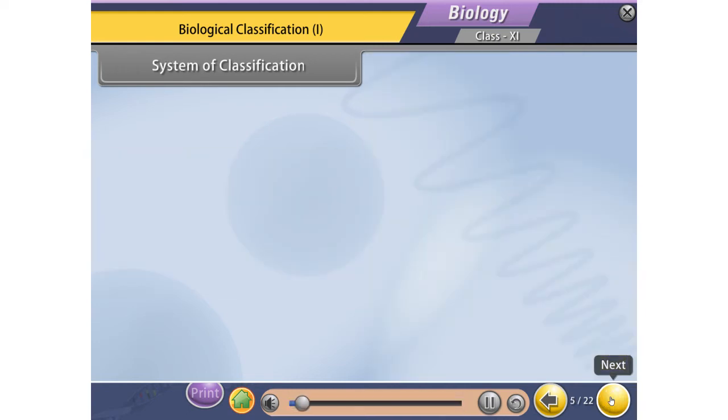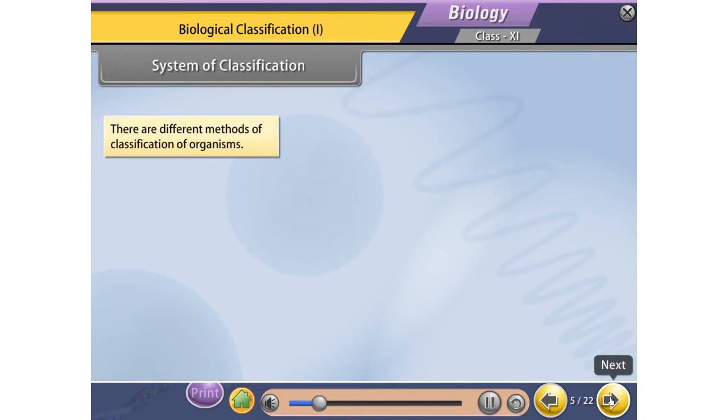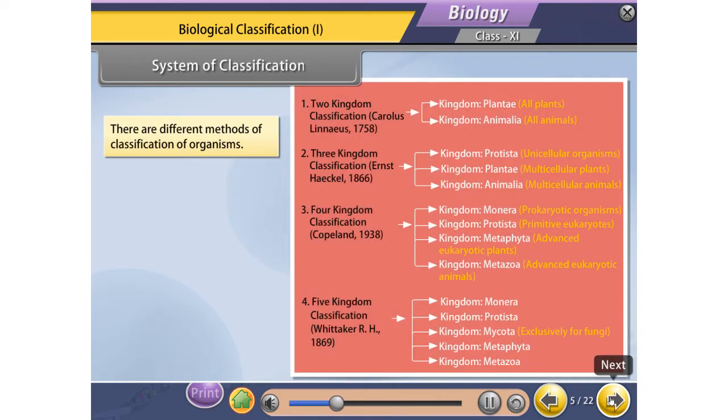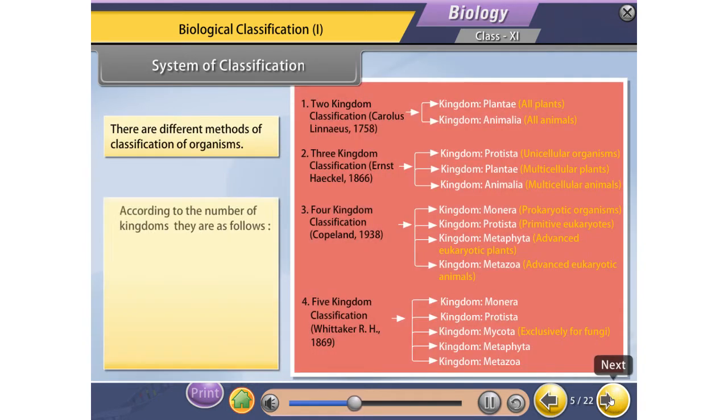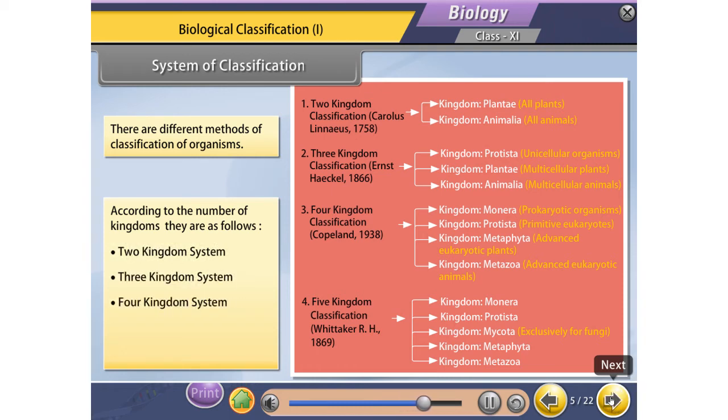System of classification. There are different methods of classification of organisms. According to the number of kingdoms, they are as follows: 2-kingdom system, 3-kingdom system, 4-kingdom system, 5-kingdom system, 6-kingdom system.